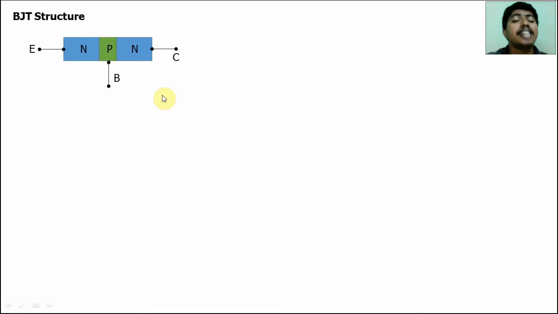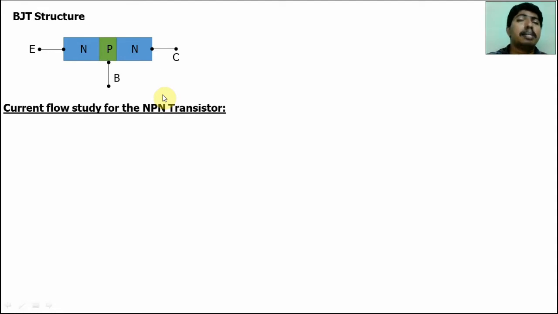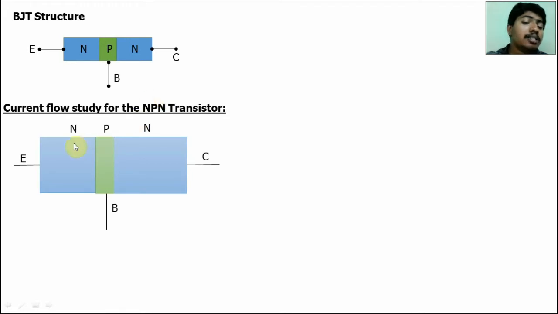First we will discuss the NPN transistor, then we will discuss the PNP transistor. The current flow study for the NPN transistor is important to derive the current equations, so you should know the current flow study. Let us take the NPN transistor. See, N-type material, P-type material and N-type material. This terminal is the emitter terminal, this is the base terminal, this is the collector terminal.